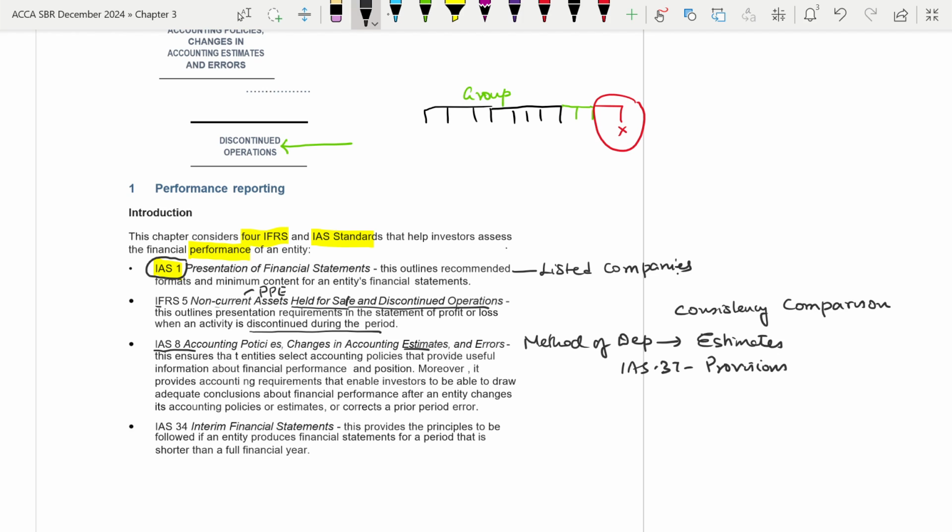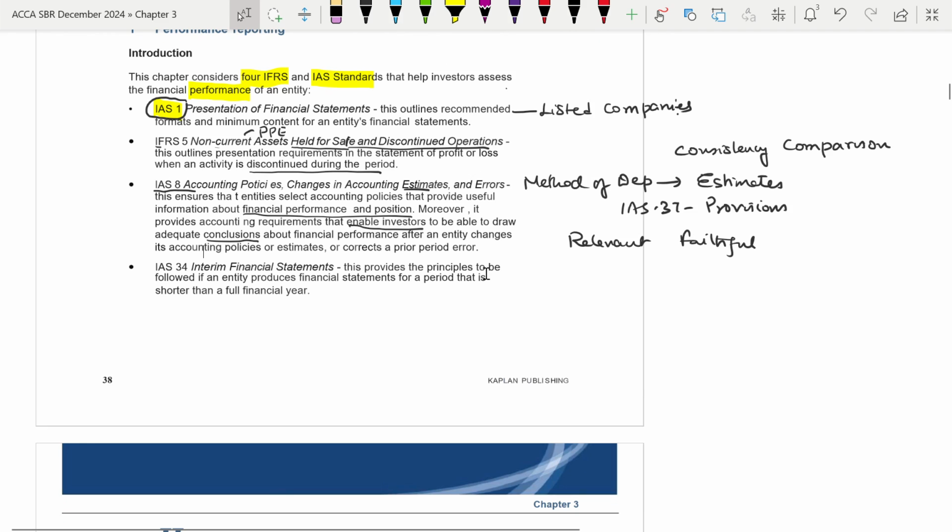In this situation, we are talking about providing useful information about financial performance and position. You have to make sure the information is relevant and faithful. You have to keep investors informed, with accounting requirements that enable investors to draw adequate conclusions. Then only will the investors be in a position to take the decision. Now, IAS 34. See, I'm telling you this.